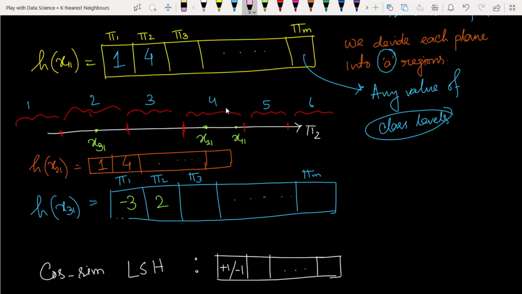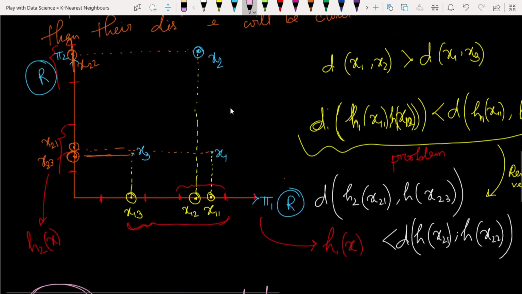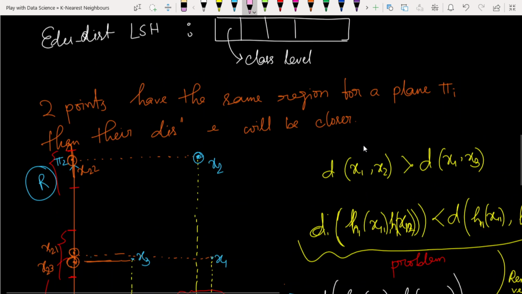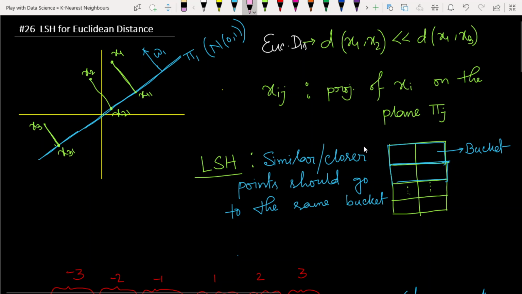To avoid this kind of problem, which we saw for Euclidean distance as well as for cosine similarity, we repeat this L number of times randomly. After that, we take the union of all the hash values, and then we can calculate it easily. I think the main concept and motto of this lecture is clear to all of you.